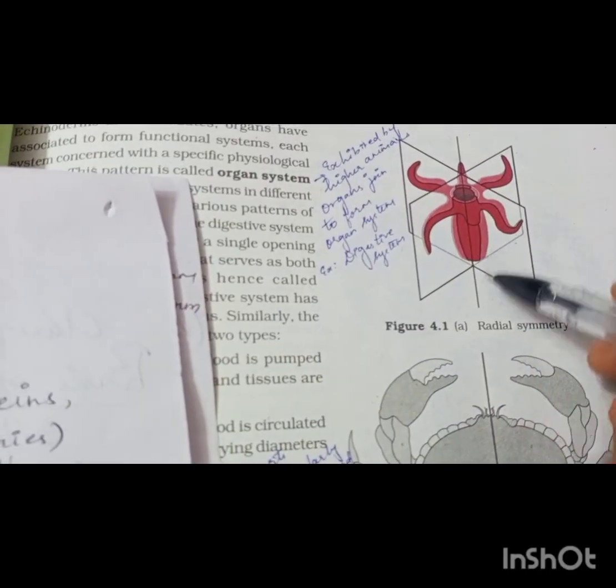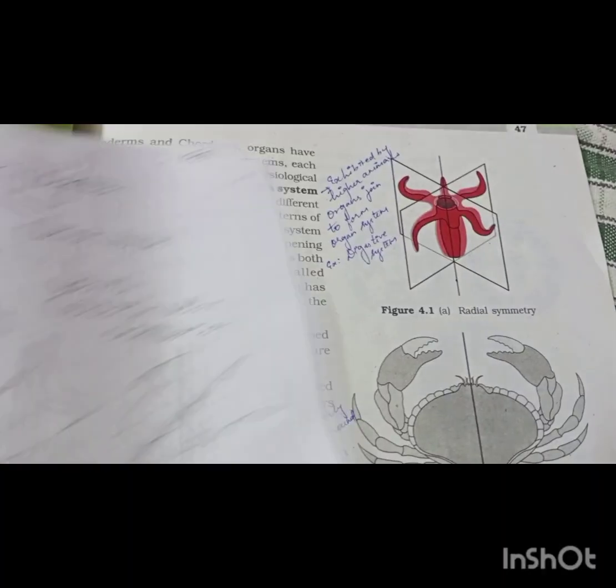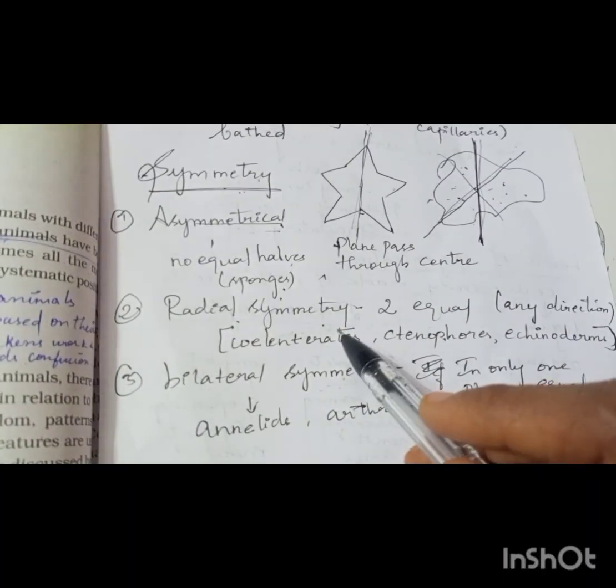Example, sponges. In the case of radial symmetry, wherever I draw the line, I will get two equal halves. So through an organism, as given here, if I draw a line through any angle, I will get equal halves of the body. That is known as radial symmetry.